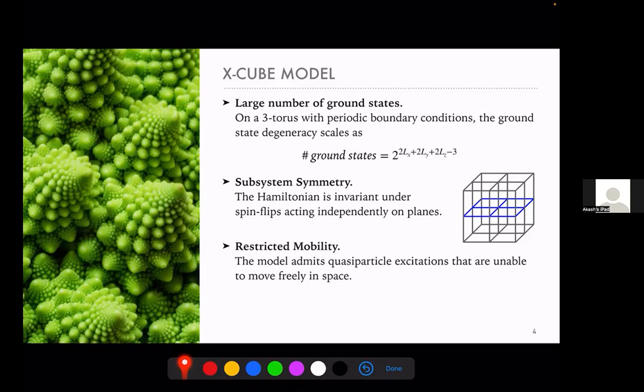And of course, if the system is in the continuum, which has infinite size, you will have infinite such planes, or otherwise the number of planes will grow exponentially with the size of the lattice. And of course, you will have many more ground states corresponding to every action of the symmetry. And the last thing that is going to be the most interesting for us today is the restricted mobility, in which these systems will actually admit some excitations that cannot move freely in space.